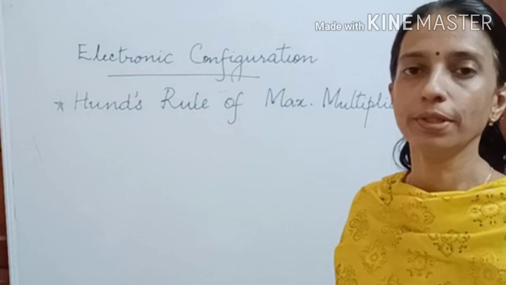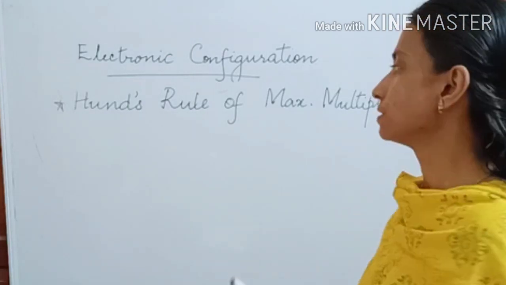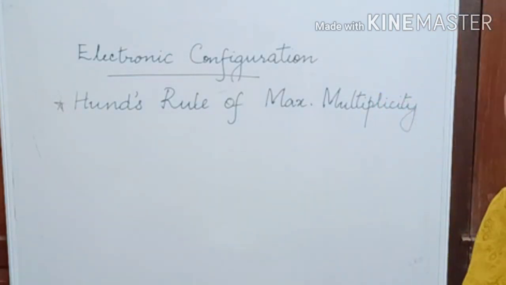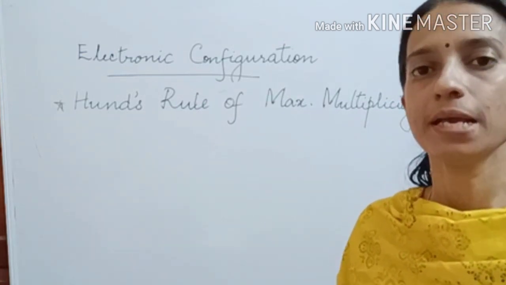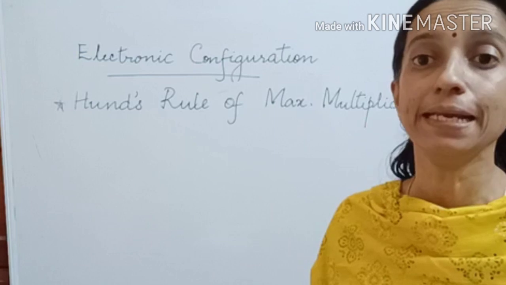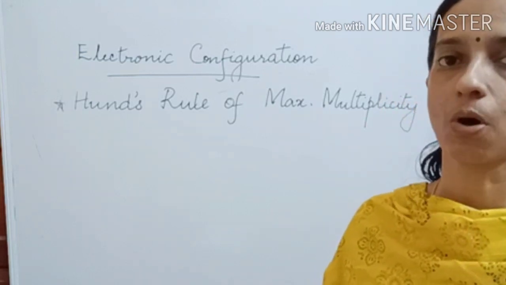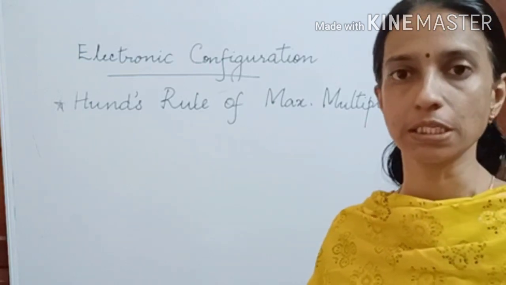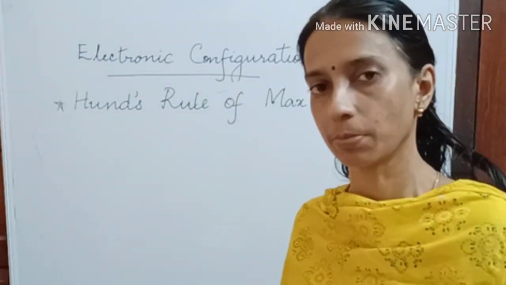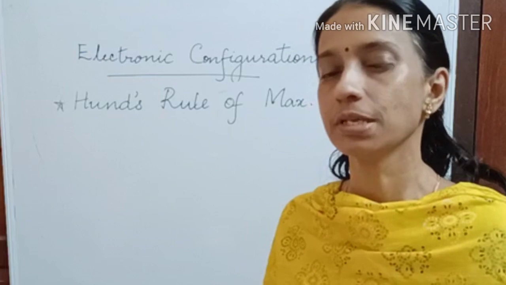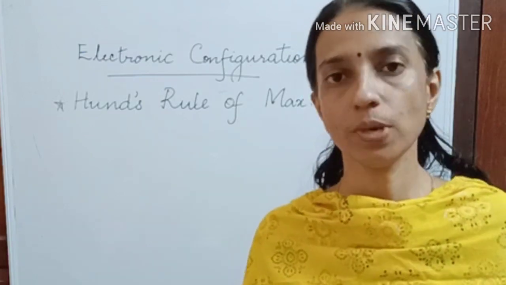The second rule that we are considering here is known as Hund's rule of maximum multiplicity. The statement is: pairing up of electrons in degenerate orbitals occurs only after they are half filled. What do you understand by degenerate orbitals? Degenerate orbitals are those which have equal energy.